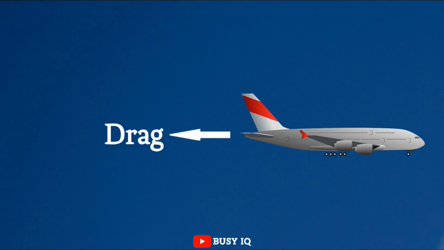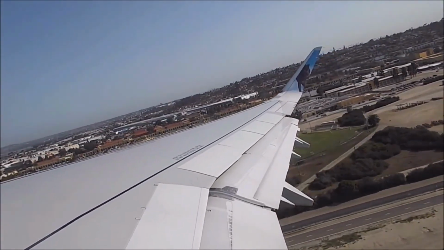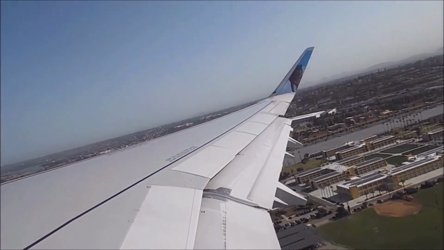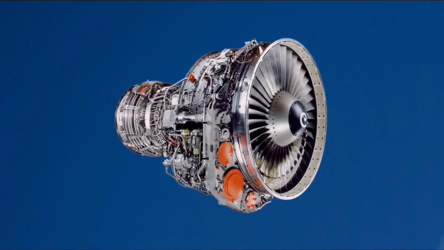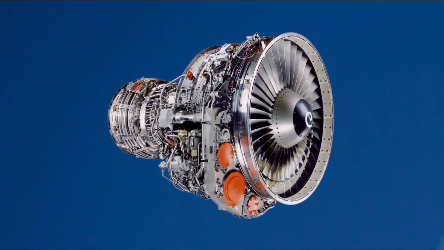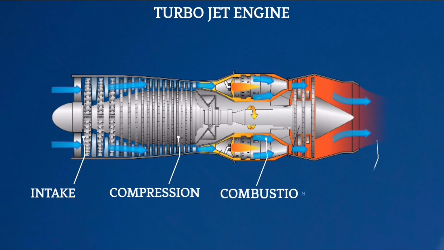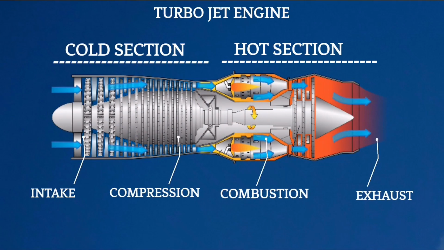To oppose the drag, the aircraft needs a force to push it forward. This force is the thrust, or simply the engine. Jet engines work on the principle of sucking in air, compressing it, mixing it with fuel, igniting the mixture, and expelling it through the exhaust at high speed, creating forward thrust.